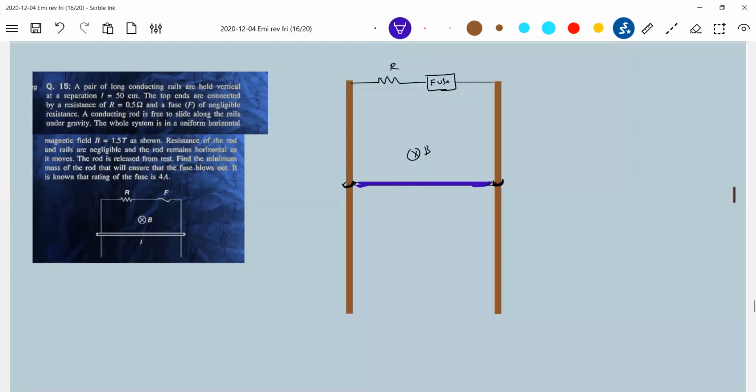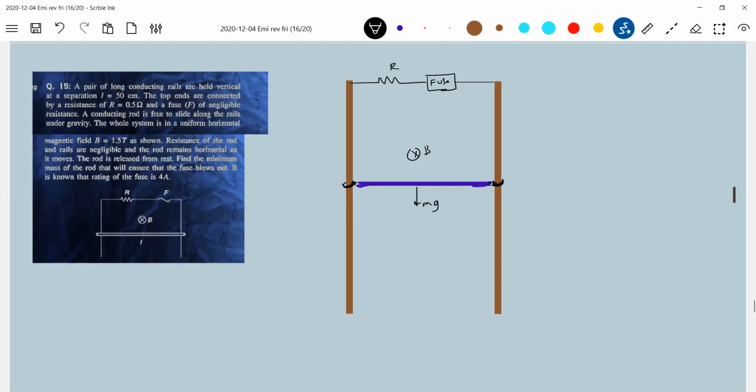Let's get it. So initially I'll release from rest. So what are the forces that will be acting? mg will act. So then it'll start accelerating. That mg will be continuously acting. I think now we directly get into it.